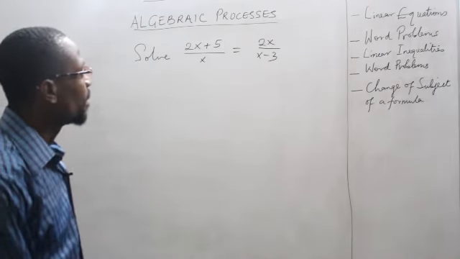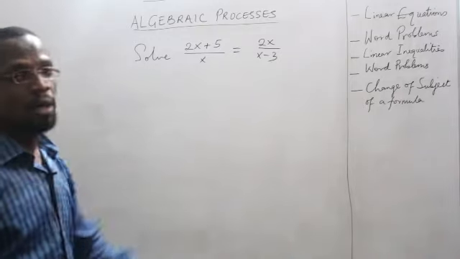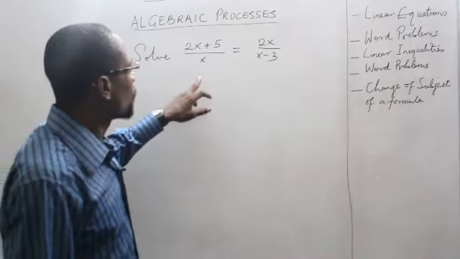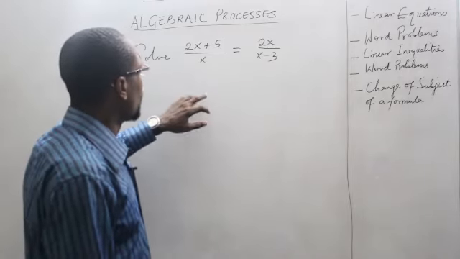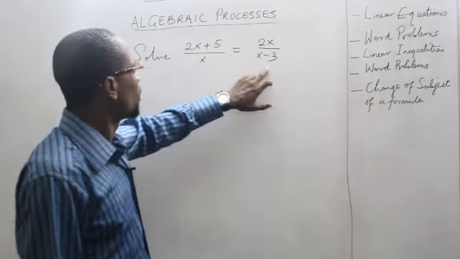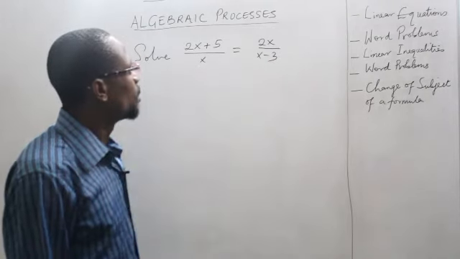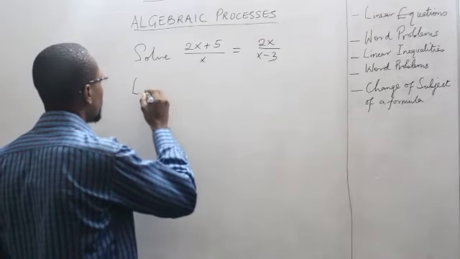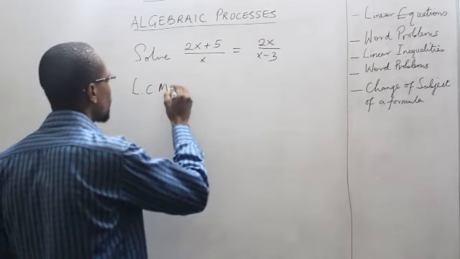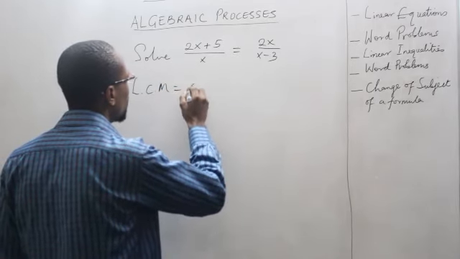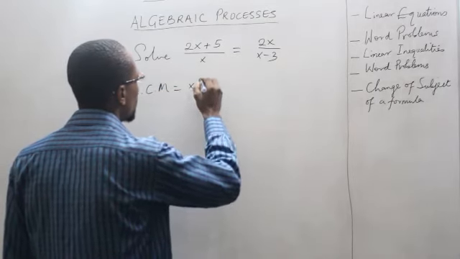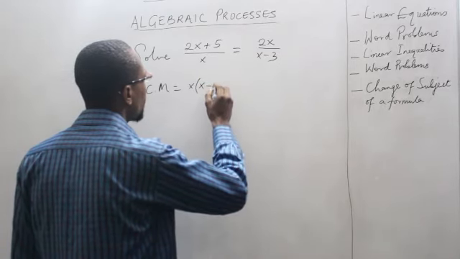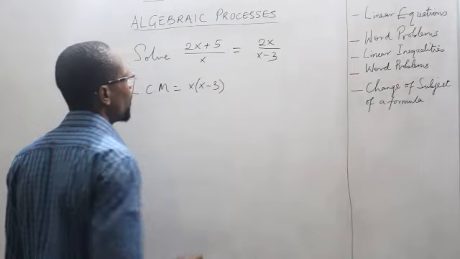Definitely the LCM here. Since we cannot pick a particular term for our LCM, we will have to pick an LCM by multiplying both denominators. So if we are to pick an LCM here, our LCM will be equal to x multiplied by x minus 3.